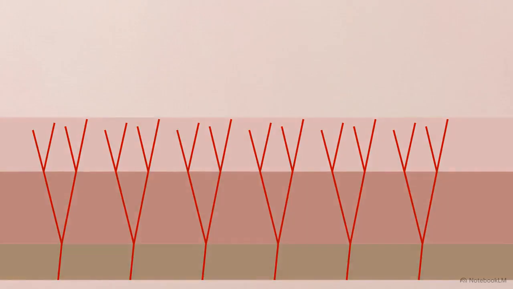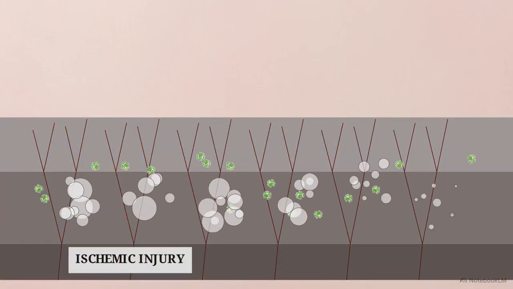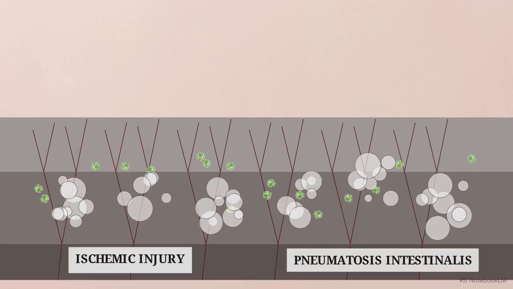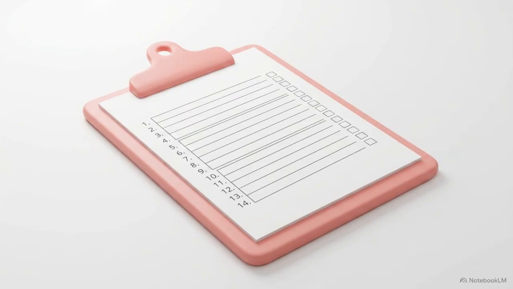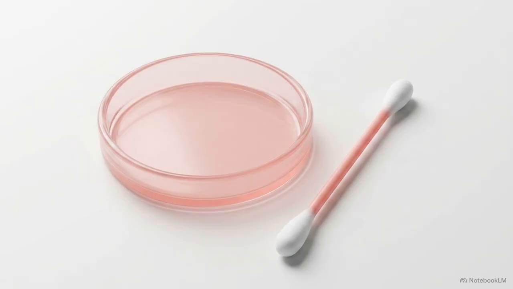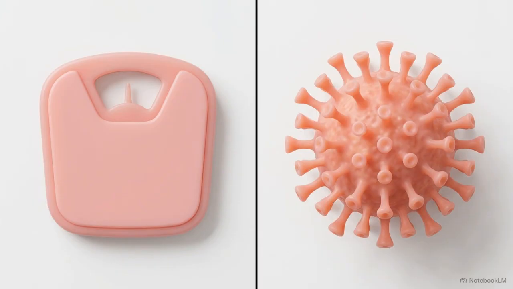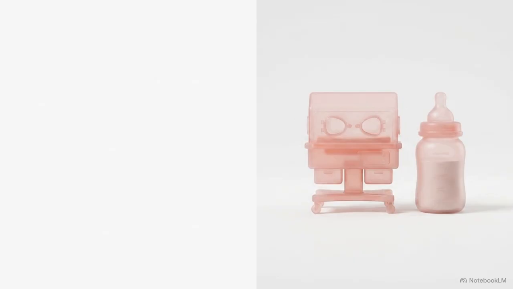NEC involves a dual threat: ischemic mucosal injury combined with gas-producing bacterial invasion that occurs after enteral feeds begin. Management follows a strict sequence. Immediately stop feeds, decompress the stomach, and obtain cultures before starting broad-spectrum antibiotics. The patient's age and specific triggers, like a viral illness in a toddler or the start of feeding in a preemie, reveal whether an obstruction is mechanical or inflammatory.